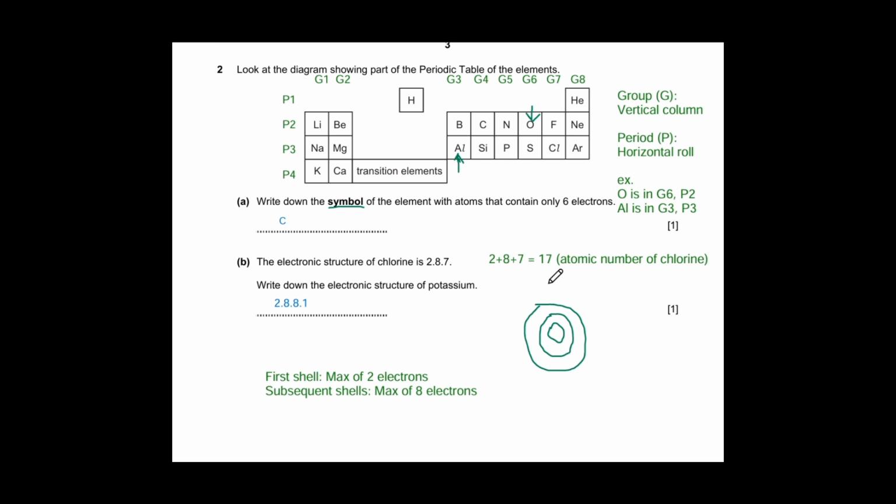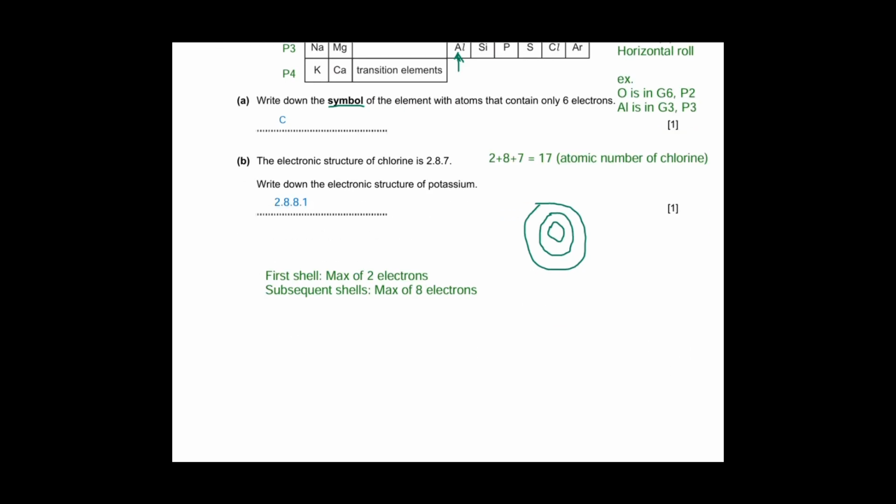So the first shell should take a maximum of 2, as you can see here. All subsequent shells you should consider using 8 maximum. It can be less than 8, but not more. So when you fill up to 8, that shell is filled up, you go to the next shell. So that's how we arrive at 2, 8, 8, 1. So that's the electronic configuration for potassium.